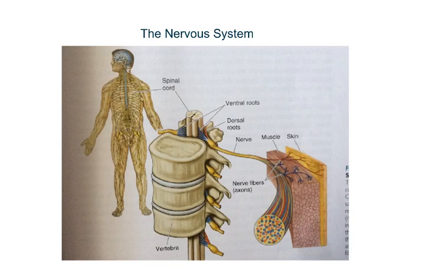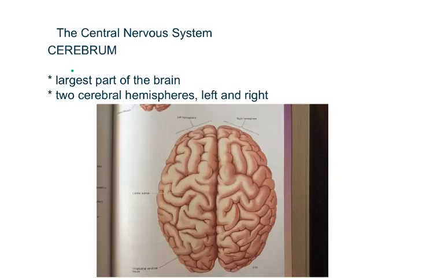So you can see how it flows down here where we get our sensory receptors, and it travels up through the spinal cord and then up into the brain. So we'll have a look at different parts of those and how they all work. Okay, so starting with the central nervous system.